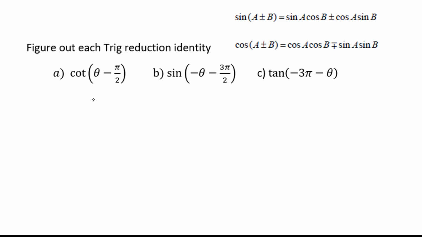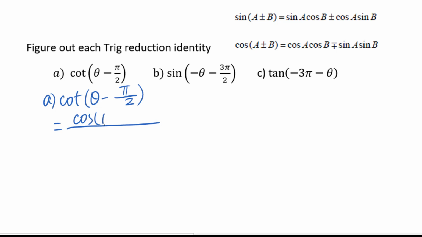In this video, we will figure out trig reduction identities. Look at A. We have cotangent of theta minus pi over 2. For cotangent, we will change it into cosine over sine. So we have cosine of theta minus pi over 2, then sine of theta minus pi over 2.